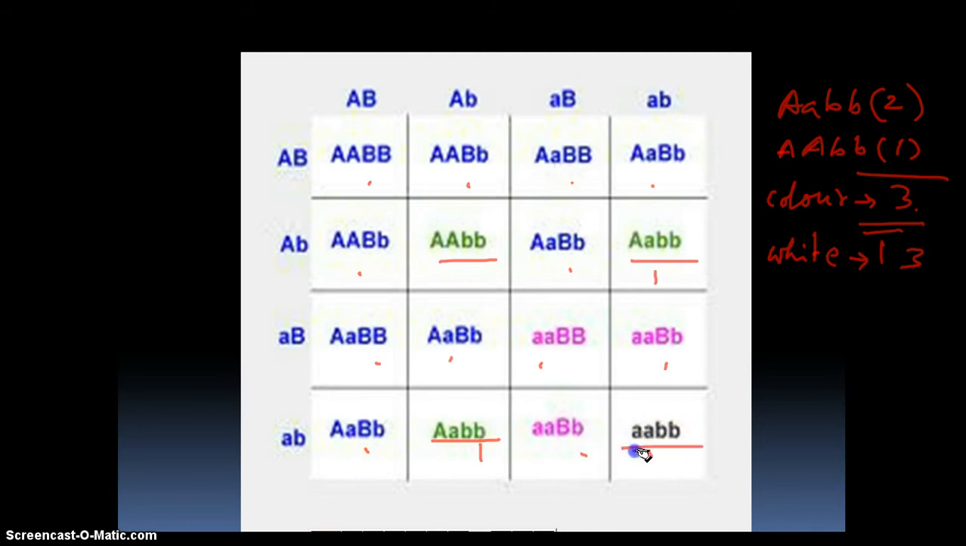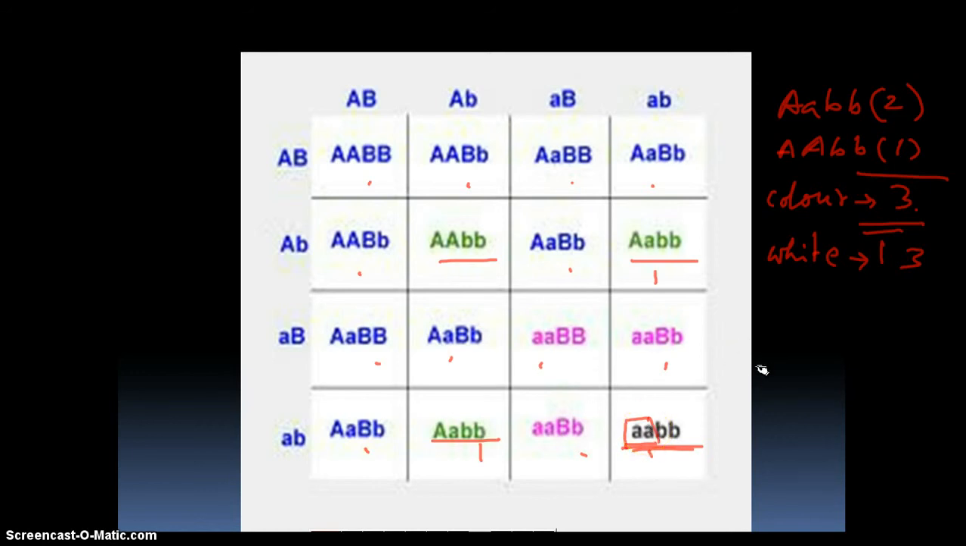And in this one, look at this, small b is present, but still there is no color. Why? Because capital A, the functional allele required for color production, is also not present here. Here again the two recessive forms of the A allele are present. So in that case this will also come under the white expression.